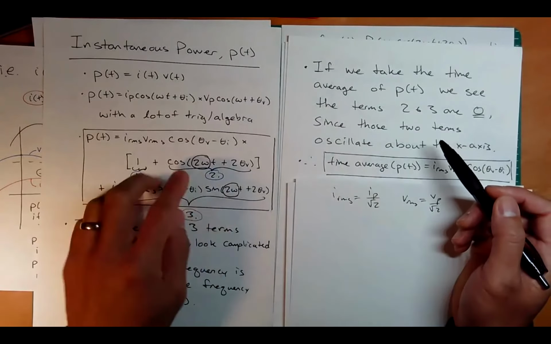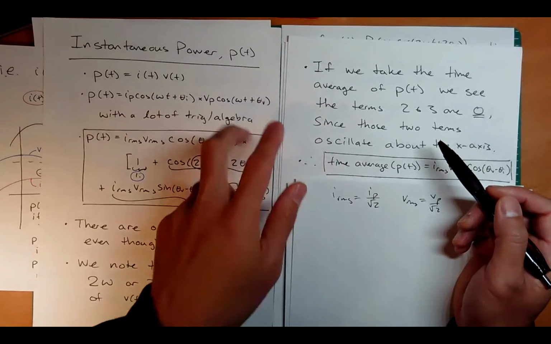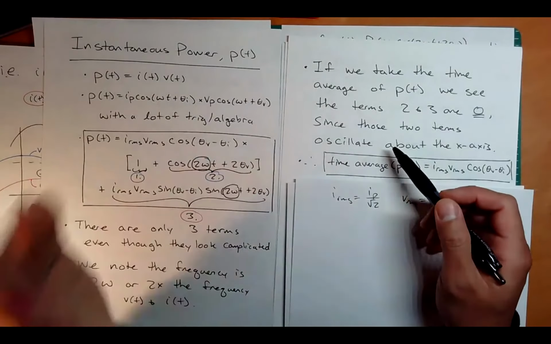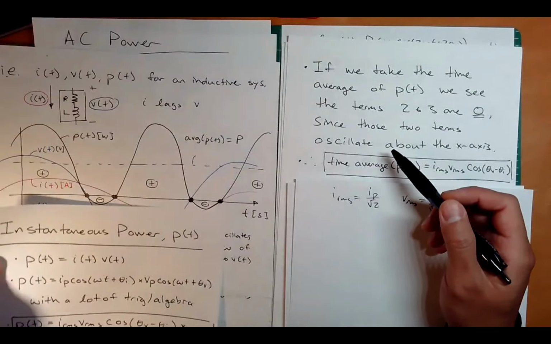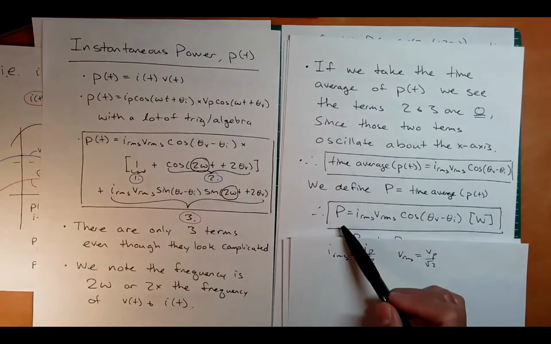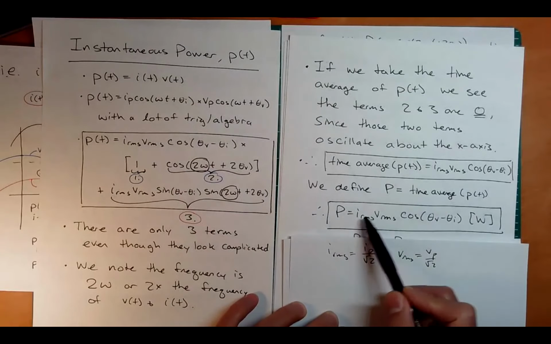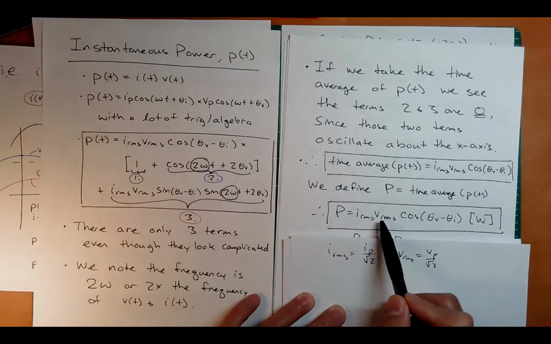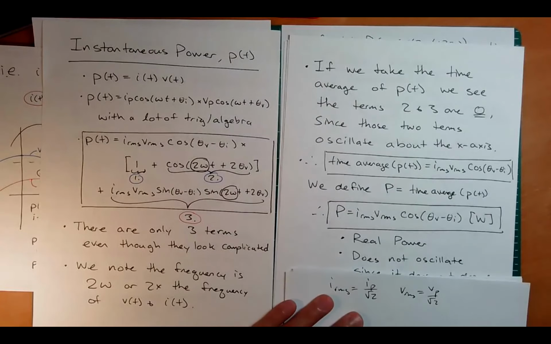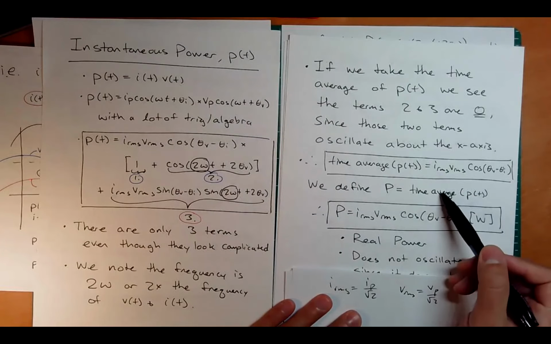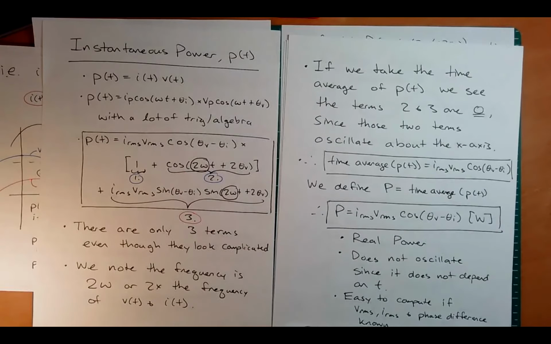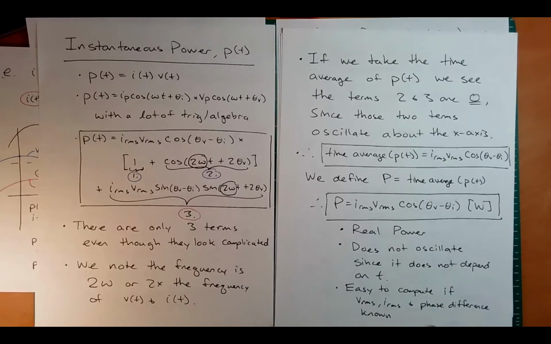Why is that nice? Because I only need to know these four quantities, and I don't have to do any of this craziness. I just need that part there, and I have the real power. I have the average of the instantaneous power. That's a useful quantity to know and pretty darn easy to calculate. So this is the equation here. Capital P is the time average of instantaneous power, and it's equal to I_RMS V_RMS cosine of theta V minus theta I, in watts. Now notice this is the real power. It does not oscillate because it's just an average. We don't want it to be oscillating if it's an average, and it doesn't depend on t. Like I said, it's easy to compute if V_RMS, I_RMS, and the phase difference are known.